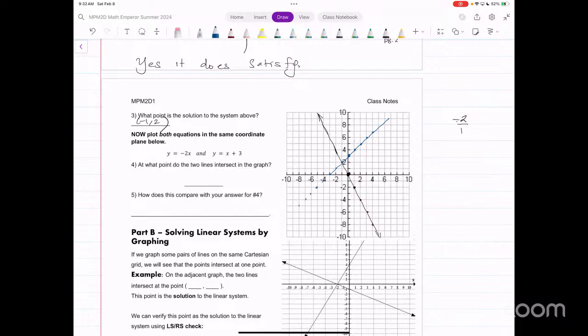We can clearly see it's negative 1 comma 2. I can clearly see it's negative 1 comma 2. How does the answer compare to the answer from before? They are the same. How? Makes sense.